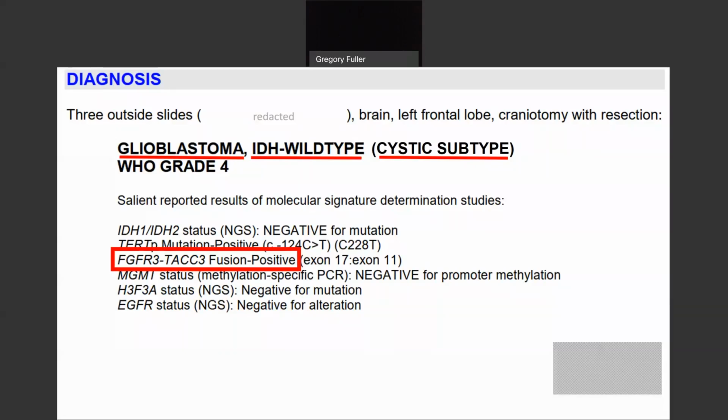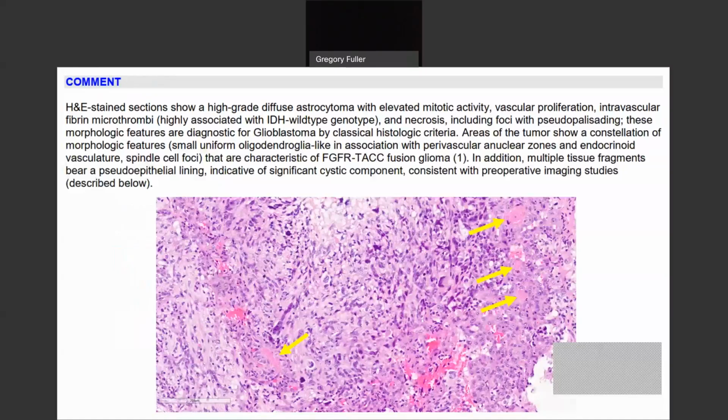Here is the comment from the top section of the report. H&E stain sections show a high-grade diffuse astrocytoma with elevated mitotic activity, vascular proliferation, intravascular fibrin microthrombi, which are highly associated with IDH wild-type genotype, and necrosis, including foci of pseudopalisading. Didn't show you those. Morphologic features diagnostic of glioblastoma by classical histologic criteria. Areas of the tumor show a constellation of morphologic features: small, uniform, oligodendroglial-like cells in association with perivascular anuclear zones and endocrinoid vasculature, and spindle cell foci that are characteristic of FGFR-TACC fusion. There are various FGFR and TACC partners that can participate in that fusion.